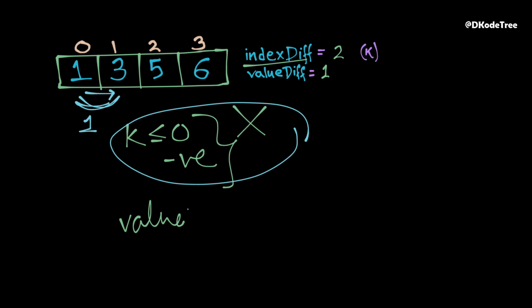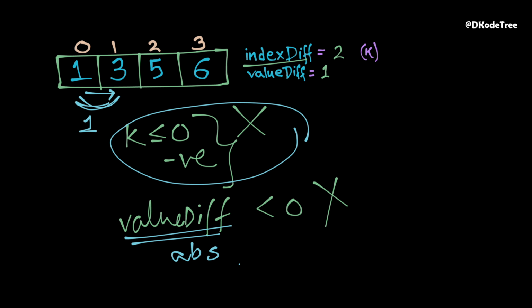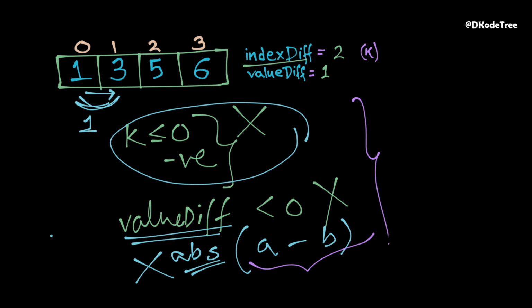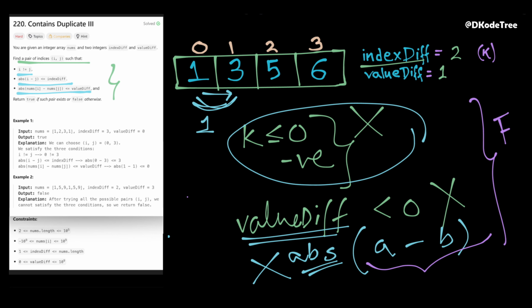So no valid pair can ever satisfy this condition. The second is if value diff is less than 0. This is also invalid because value diff represents the maximum allowed absolute difference in a valid pair, and absolute difference can never be negative. So no pair can ever satisfy this condition. In both of these cases, we can simply return false as these are invalid scenarios. However, for this specific Leetcode problem, the constraints given already exclude these cases.